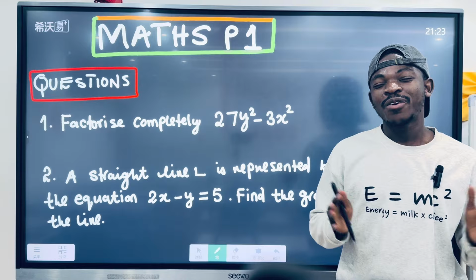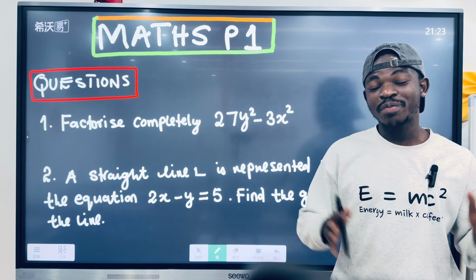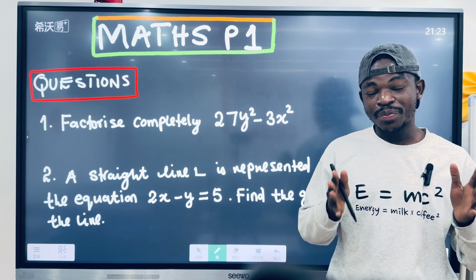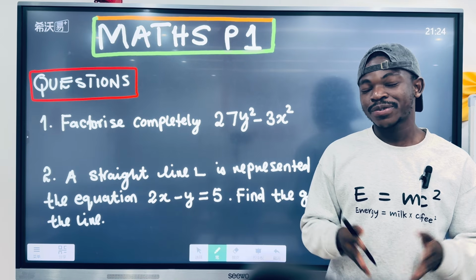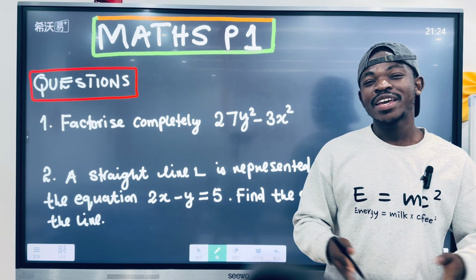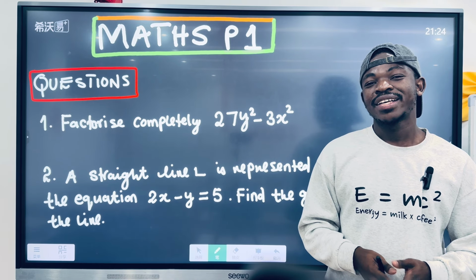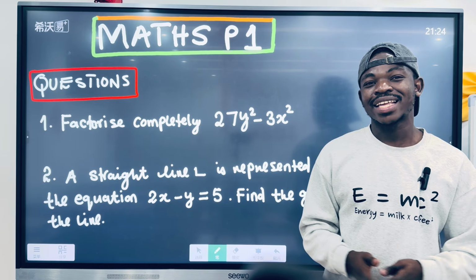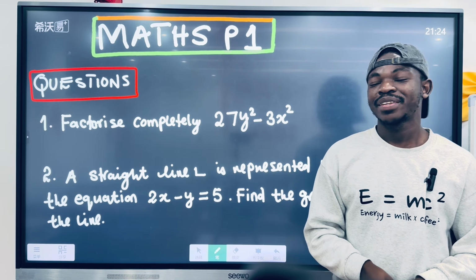So today I want us to discuss three questions from Mathematics Paper 1. I know you have a crucial time preparing for exams, your GC exams, your school certificate exams. So I'm here to help you prepare for exams. I've prepared three questions that I want us to discuss. So let's just get started and answer the questions together.